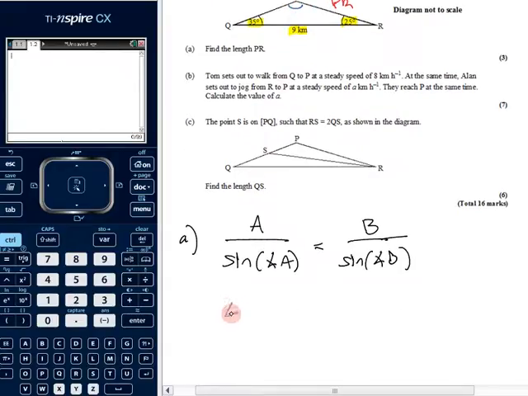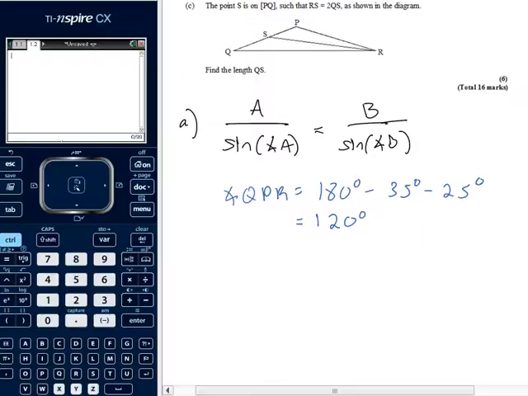Well, the angle QPR is one of the angles in a triangle, and we know the other two, and we know that the sum of all the angles in a triangle must be 180 degrees. So if we start with 180 degrees and take away the known angles, 35 degrees and 25 degrees, we get the angle QPR, and it gives us a total of 120 degrees.